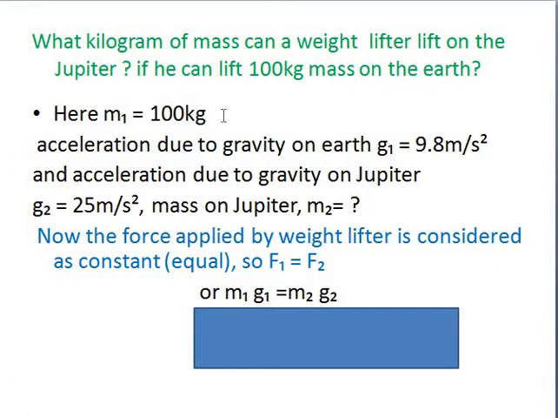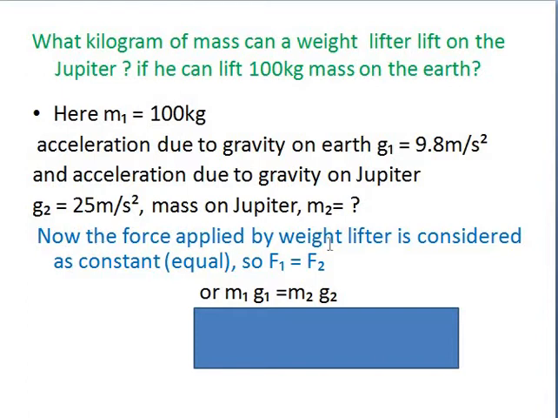Mass on the Earth is 100 kg and acceleration due to gravity on Earth is g1. Suppose g1, you have to use the acceleration due to gravity of Jupiter also. So g1 is 9.8 meter per second square. And the acceleration due to gravity on Jupiter, suppose g2, is approximately 25 meter per second square. And mass on Jupiter, m2, is equal to what? We have to find that mass.